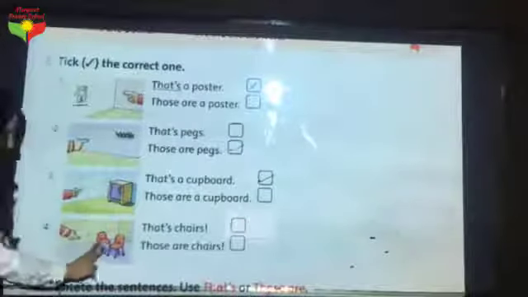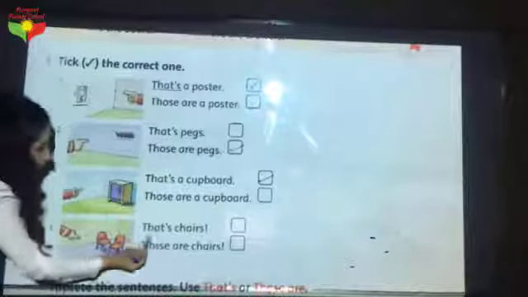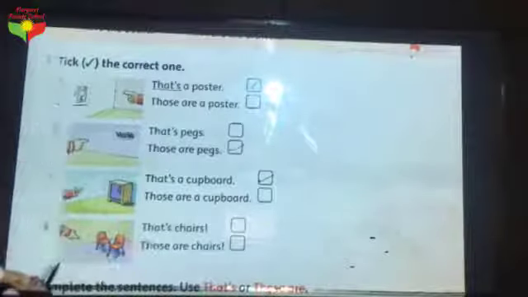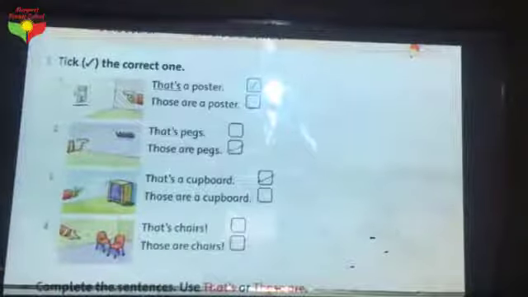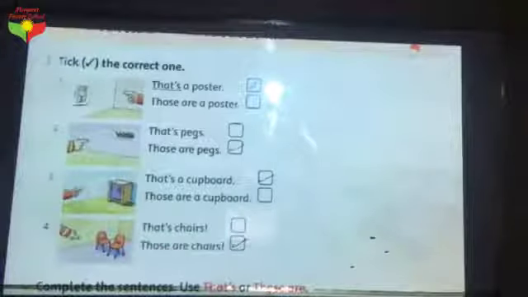Look at here. We have 2 chairs. The first one, that's chairs. The second one, those are chairs. Which one is correct? Of course, the second one, because we have more than one chair. We have 2 chairs. So we should use those are chairs. Take the second one. Okay. Are you done? Let's go to the next exercise.